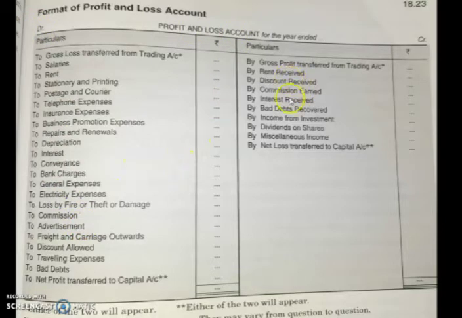And the income and gains should be recorded on the credit side. For example, rent received, discount received, commission earned or received, interest received, bad debts recovered, income from investment, dividend on shares, miscellaneous income. So all these receipts or incomes are recorded on the credit side, and all sorts of expenses, indirect expenses, are recorded on the debit side of profit and loss account.